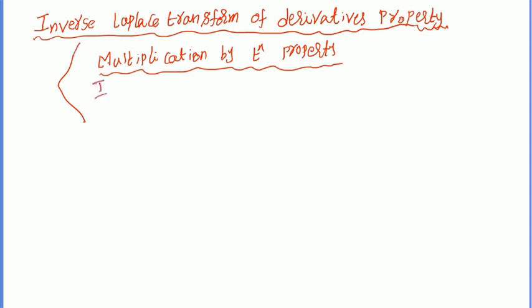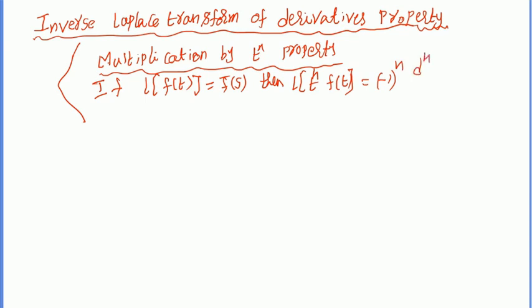If L of f of t is equal to f bar of s, then L of t power n into f of t is equal to minus 1 whole power n into d power n by ds power n of f bar of s. So this is the statement of the multiplication by t power n property.